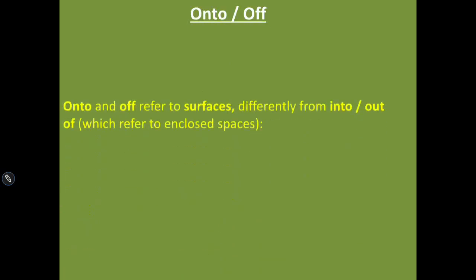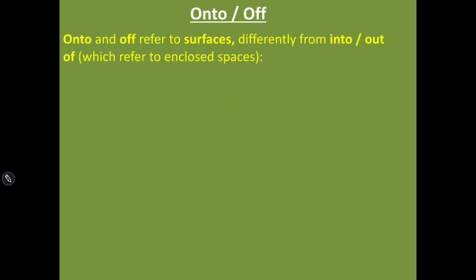What is the difference between onto and off? Onto and off refer to surfaces, whereas into and out of refer to enclosed spaces, as I have already made clear. A surface is just like the top of the table.